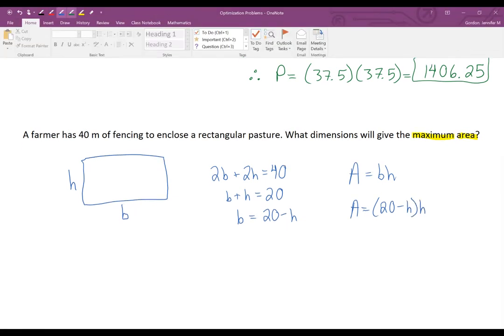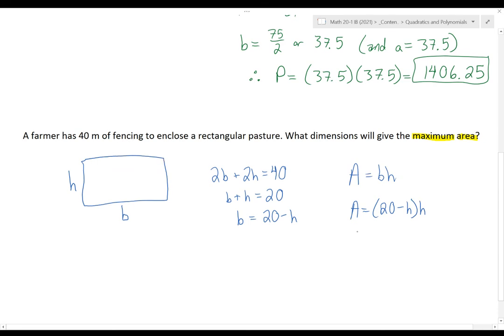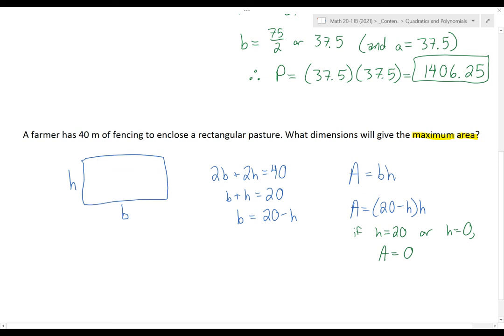This means, as in the previous case, that if h equals 20 or h equals 0, then the area would be 0. That would be nonsensical in this context. That would basically mean that the farmer created a line of fencing. He did 20 meters of fencing in one direction, turned around, doubled it over itself, and did 20 meters of fencing in the other direction. That would actually, in this case, be the minimum possible area. He could create a collapsed rectangle that has 0 area. There's no point to do that.